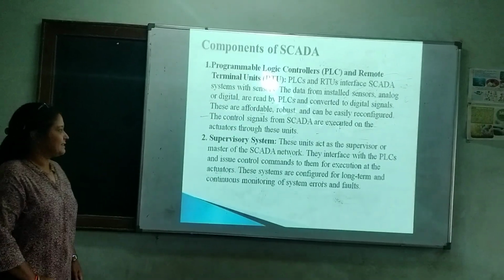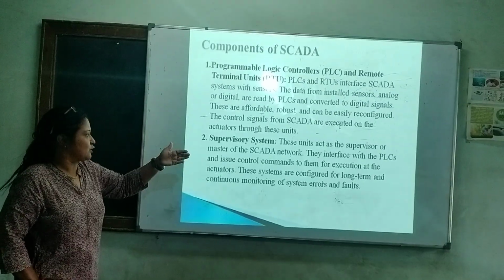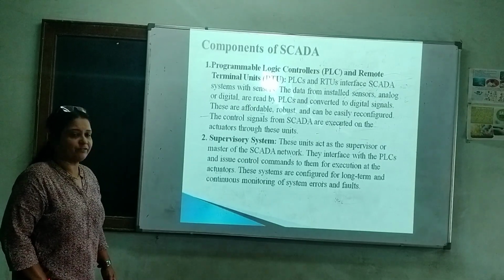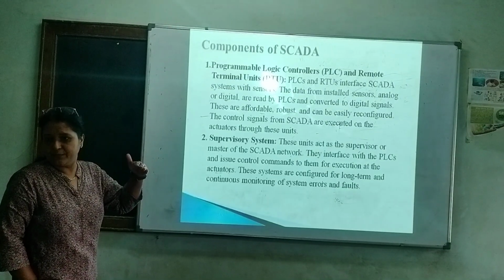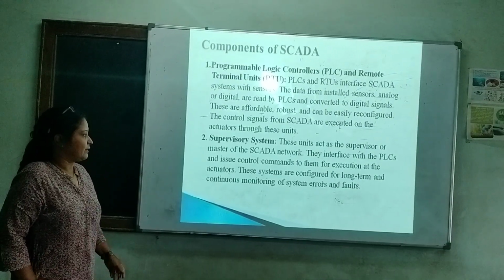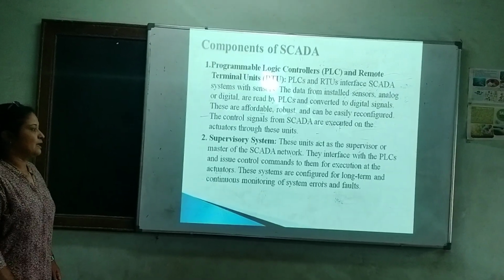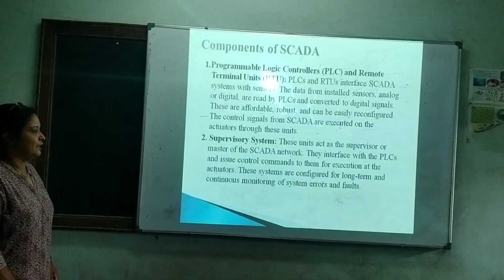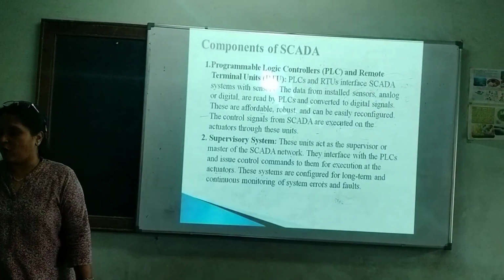Next is the supervisory system. This is one of the main parts of the SCADA. These units act as the supervisor or master of the SCADA network. They observe the values to check that everything is working correctly. They interface with the PLCs and issue control commands to them for execution at the actuators. These systems are configured for long-term and continuous monitoring of system errors and faults.